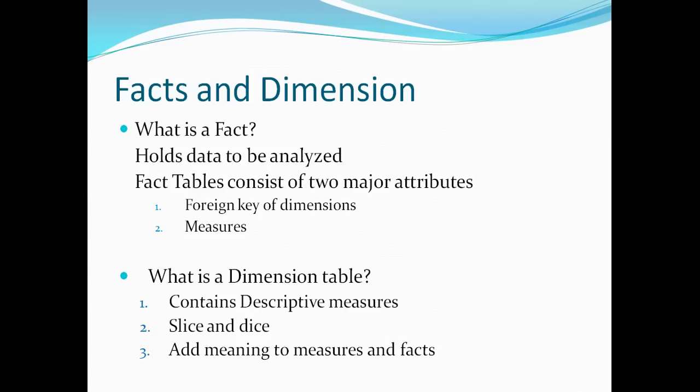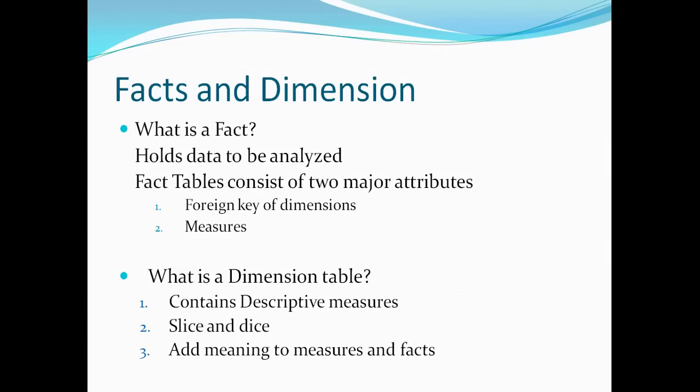So it basically constitutes two major attributes or columns: the foreign keys of dimensions. A fact table is also defined as a centralized table in a star schema that is surrounded by the dimension tables. All the primary keys of these dimensions act as foreign keys, and that defines the grain of the fact table. Grain of the fact table is very important. It's how you uniquely identify a row in the fact table.